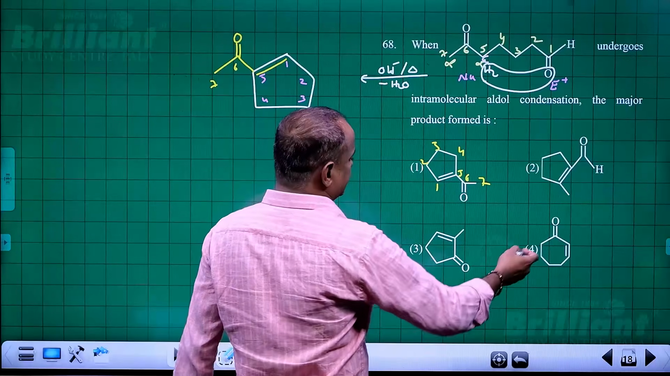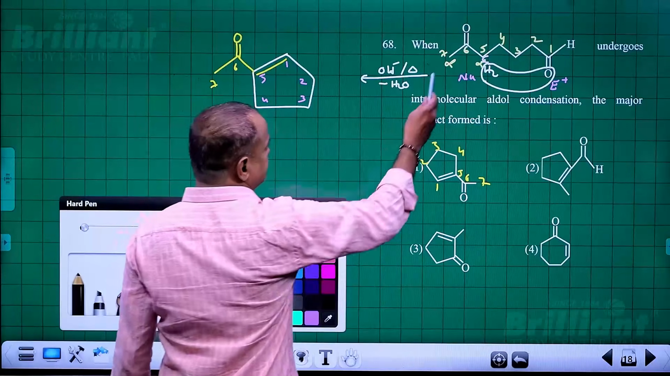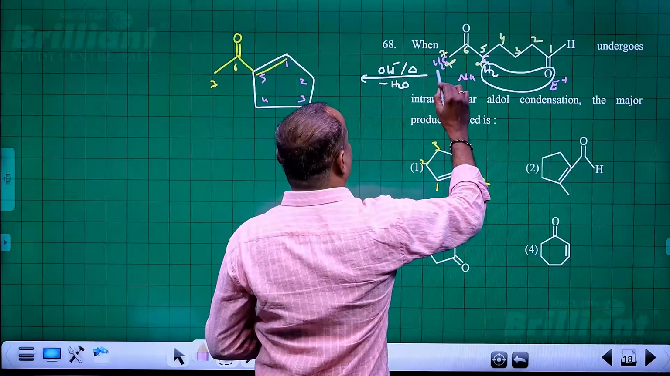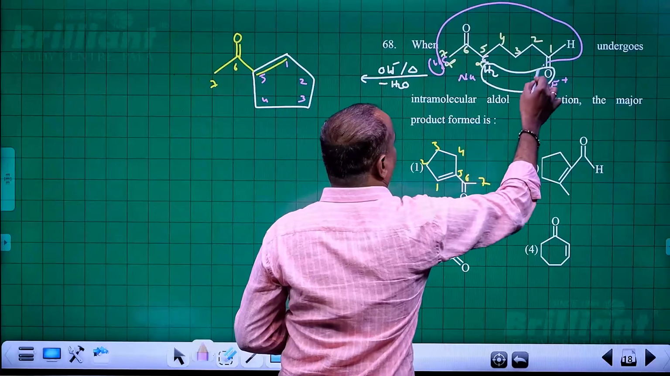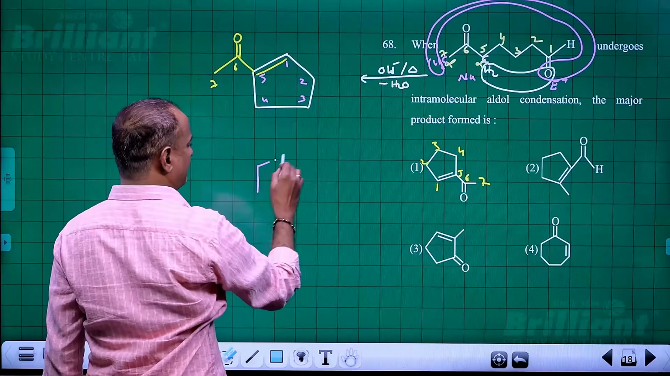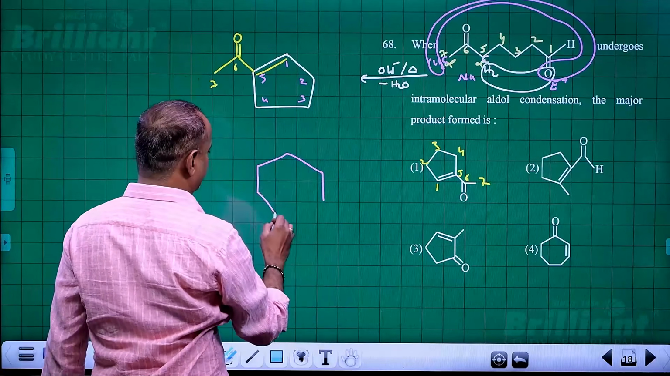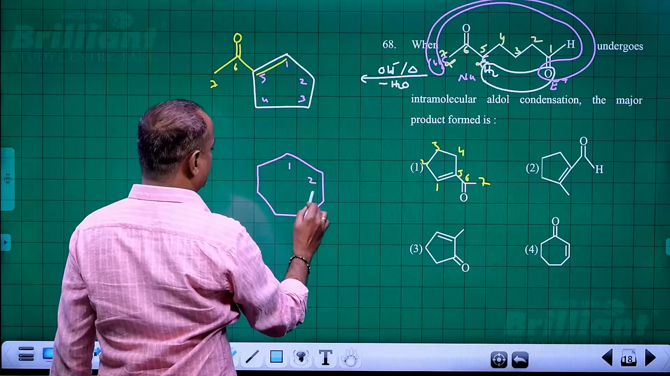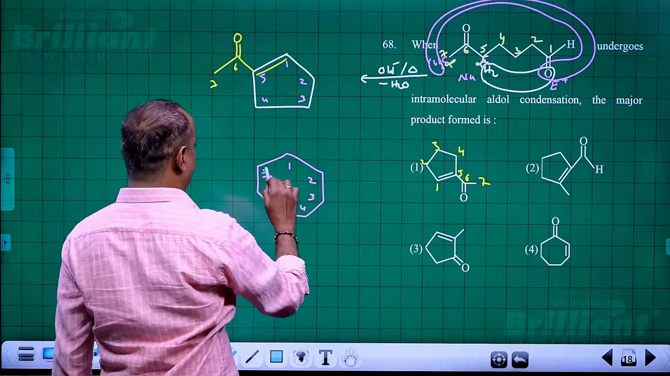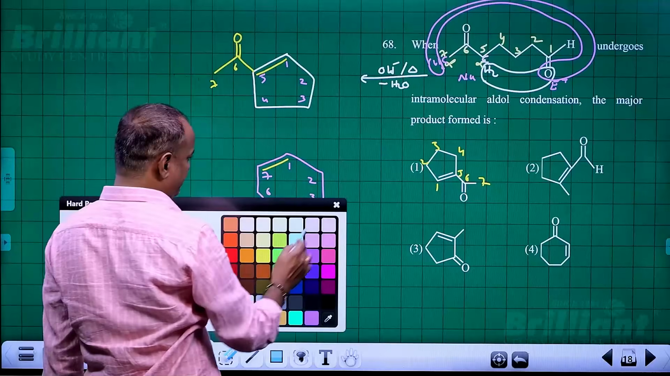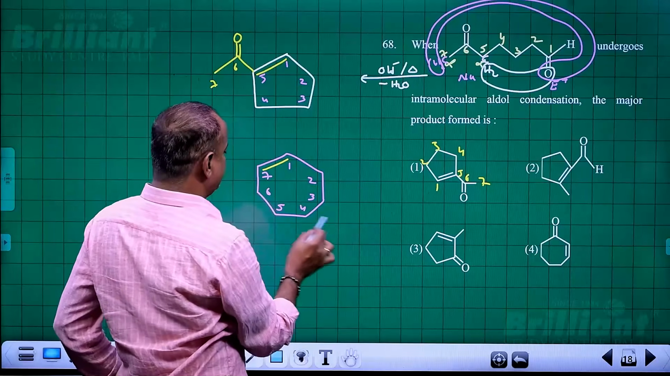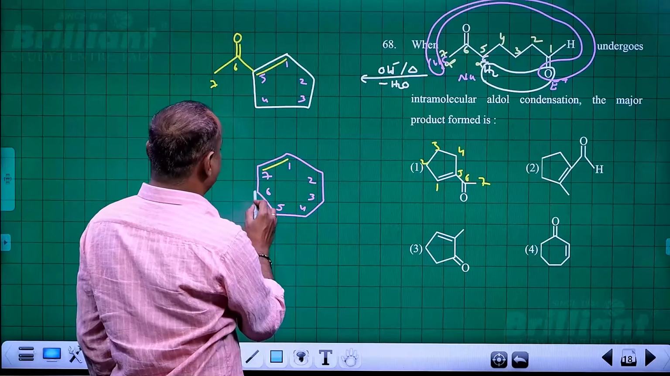Next, check the 4th option, because if you take a 7-member cycle, here 2 alpha H are lost. So in this case 2 alpha H elimination with the same O, then 1,7 cycle. 1, 2, 3, 4, 5, 6, 7. 1,7 connected by double bond. Next, fill up the branches. 1 no branch, 2 no branch, 3 no branch, 4 no branch, 5, 6th has a branch.